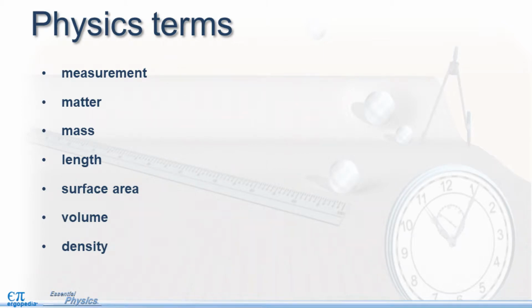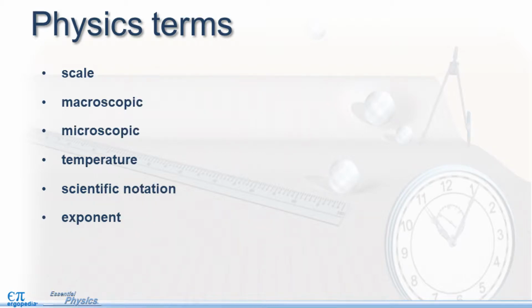Here are some physics terms you will need to know for this lecture. Measurement, matter, mass, length, surface area, volume, density. On the next slide, we have scale, macroscopic, microscopic, temperature, scientific notation, and exponent. If you do not know what these words mean, please make sure you get the definitions into your notebook so that you can review daily.